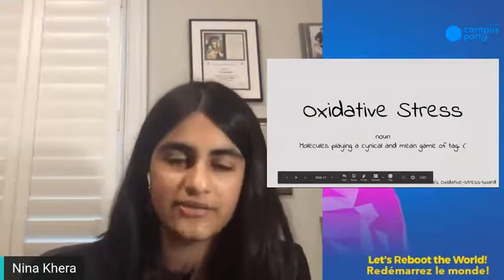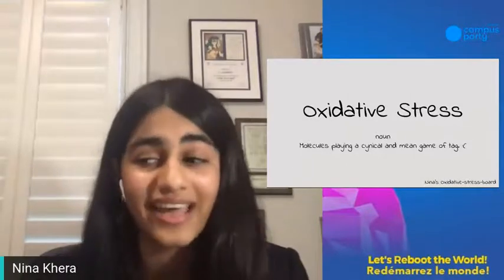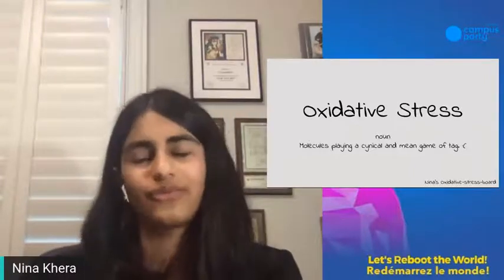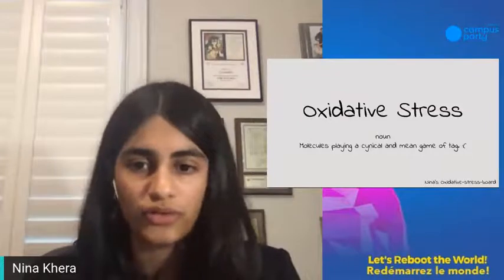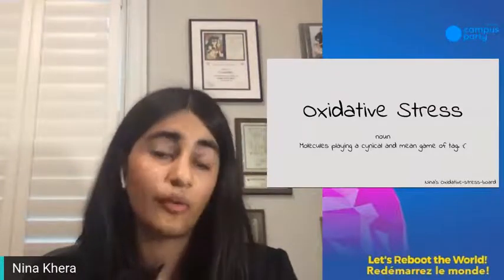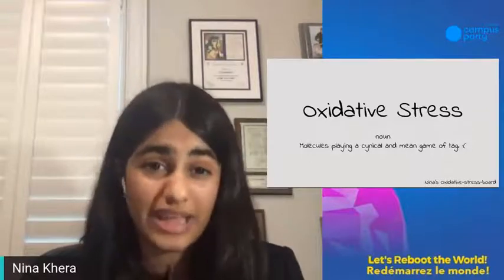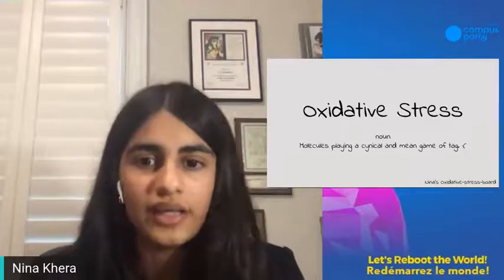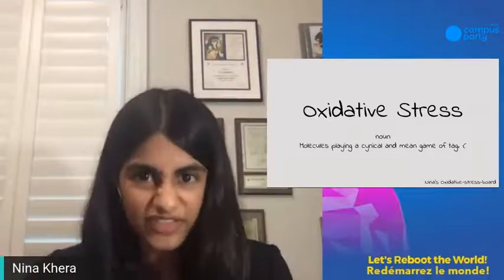So then there's oxidative stress. This is sort of when molecules play a cyclical and mean game of tag. There are these things on molecules, electrons. In molecules, there are these things called valence shells. That's where there are electrons on the ends of the molecules, or the atoms. I don't want to explain the entire thing, but typically, molecules want about 8 electrons in their valence shell, because that makes a complete valence shell.